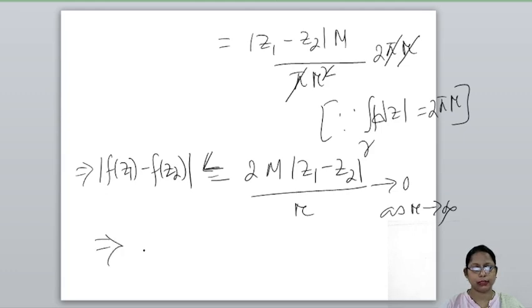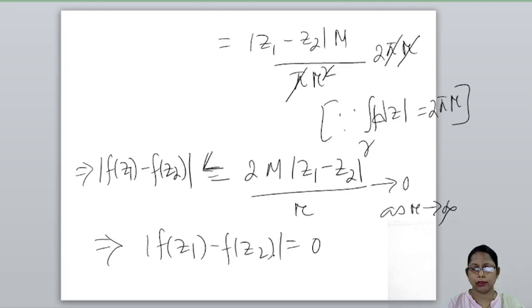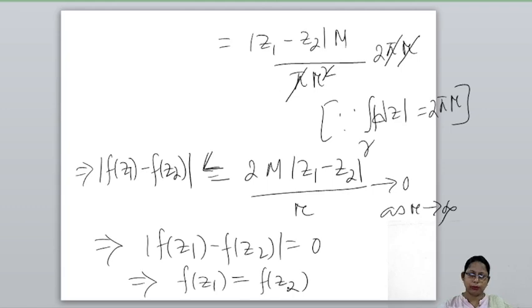This implies mod of z1 minus z2 is equal to 0. This implies f(z1) is equal to f(z2). When f(z1) is equal to f(z2), the two functional values are the same. That means f(z) is a constant function. f(z) is constant. Hence the theorem.